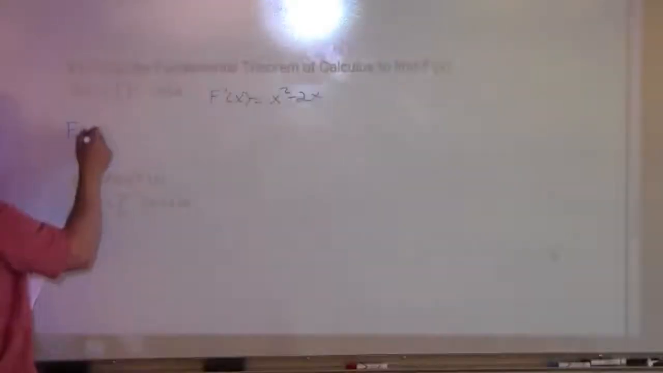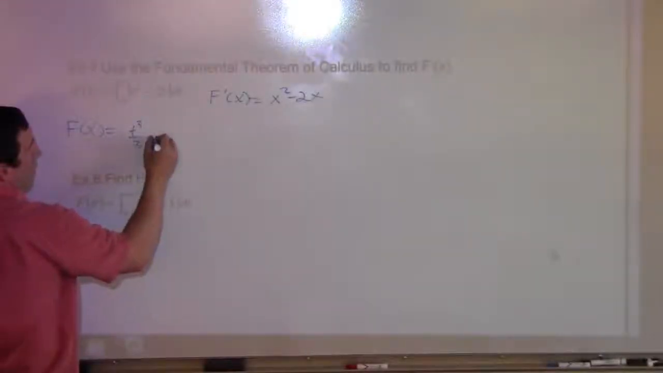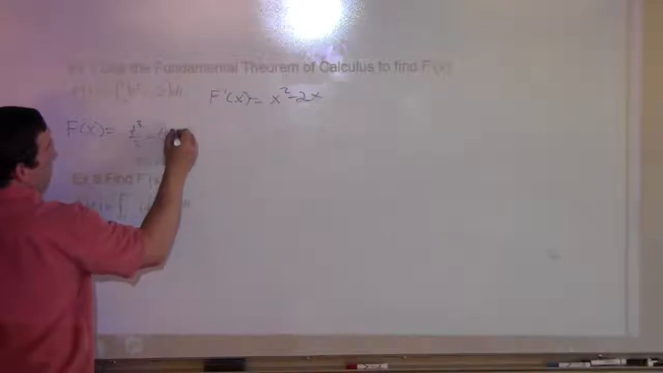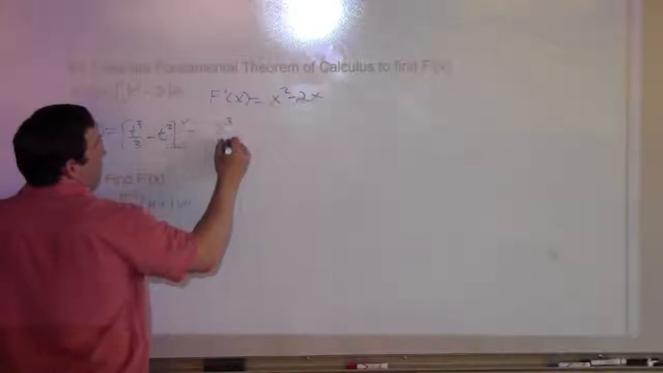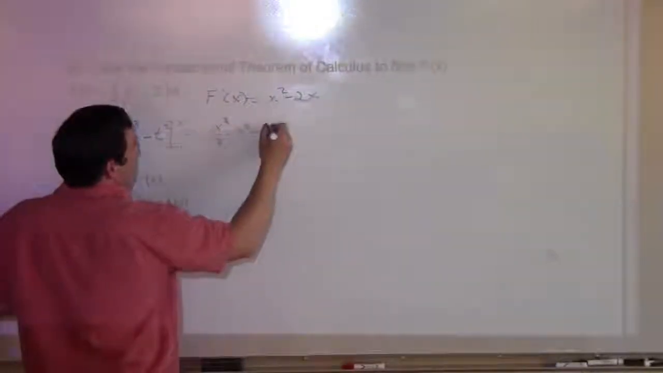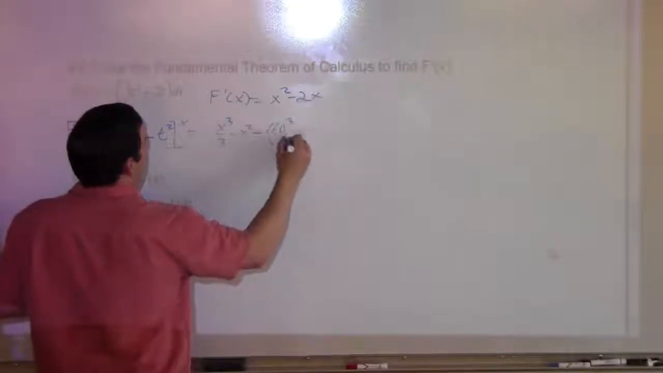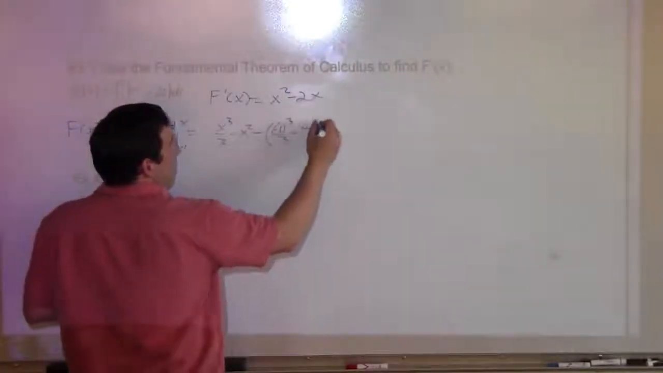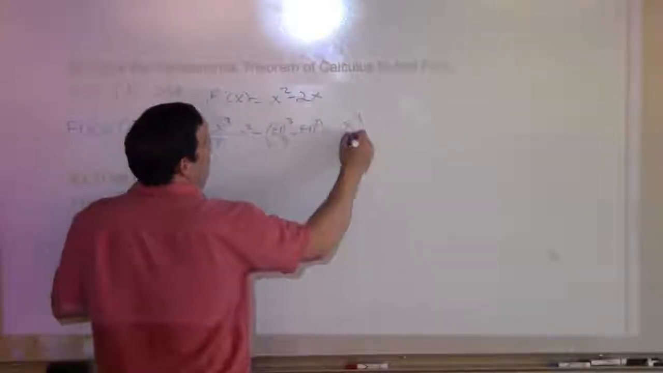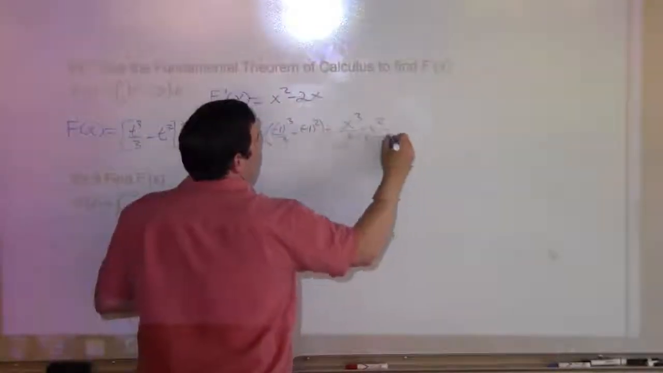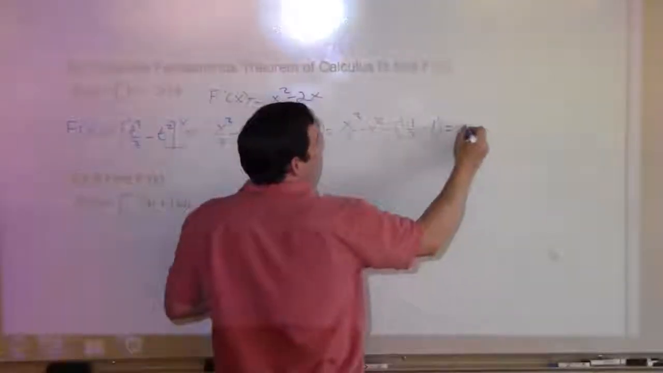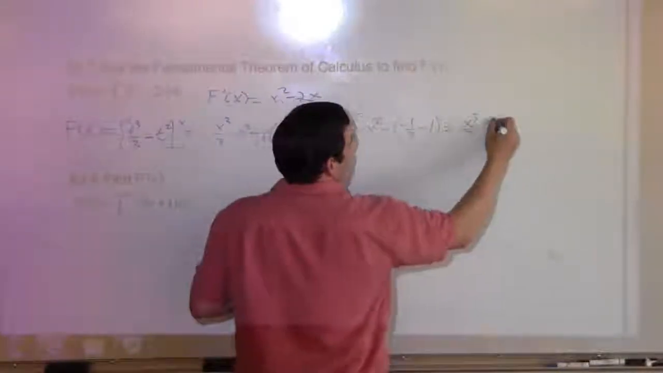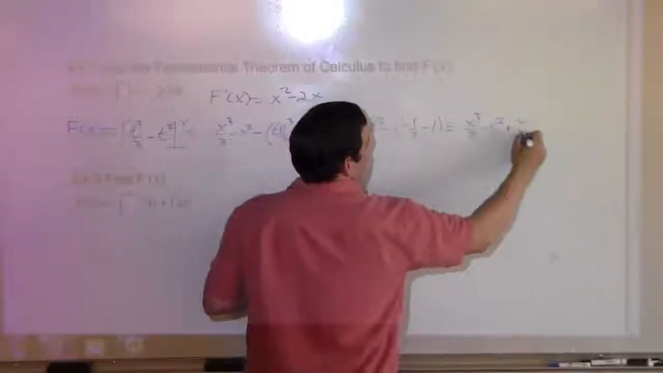We can first find capital F of x. And what do we get? We would have t cubed over 3 minus t squared from -1 to x, which is going to be x cubed over 3 minus x squared minus (-1 cubed over 3 minus -1 squared). That's x cubed over 3 minus x squared minus (-1/3 minus 1). So we have x cubed over 3 minus x squared plus 4/3.